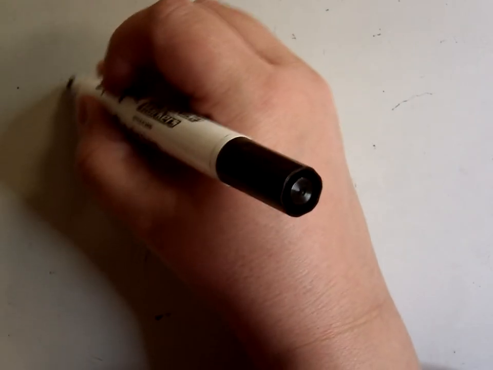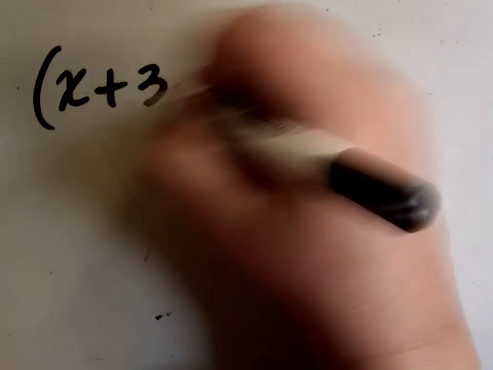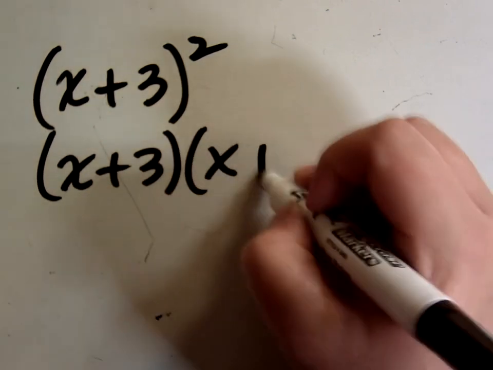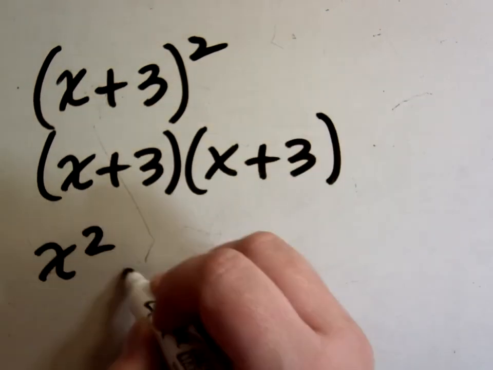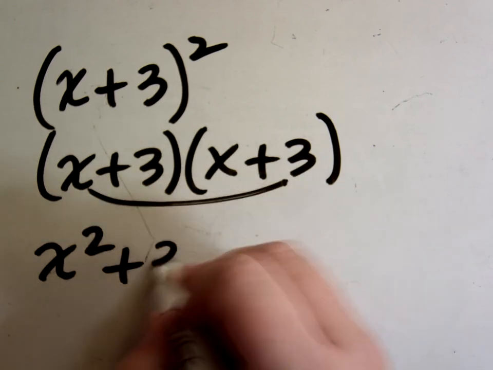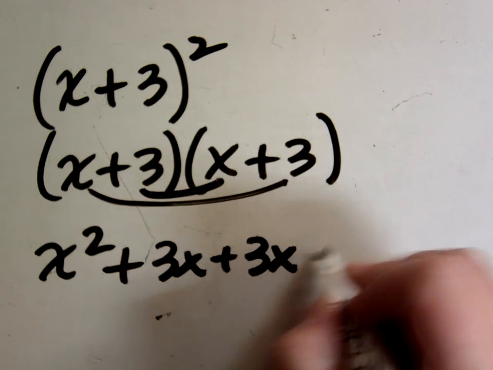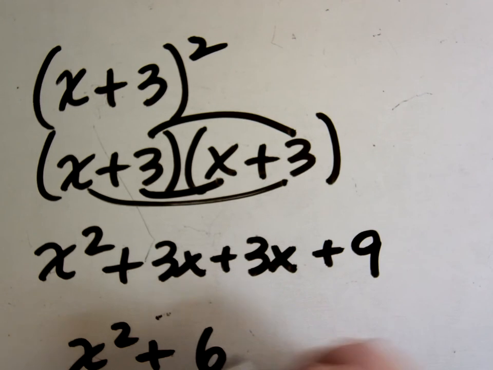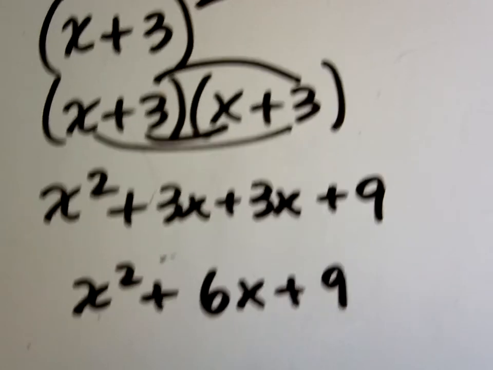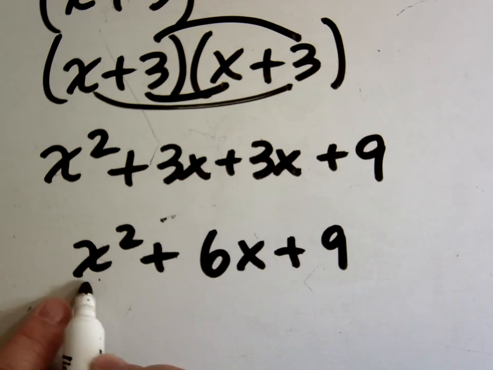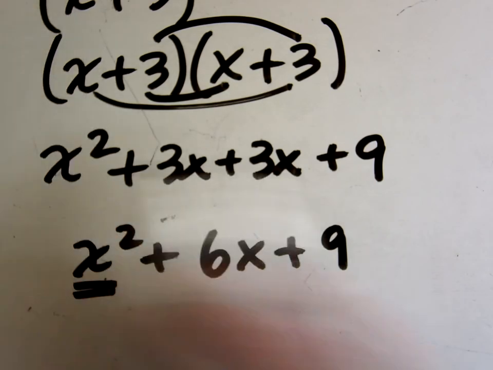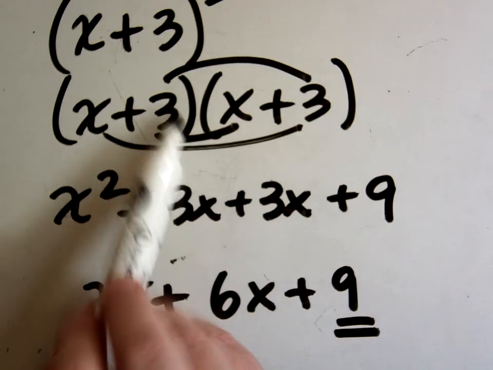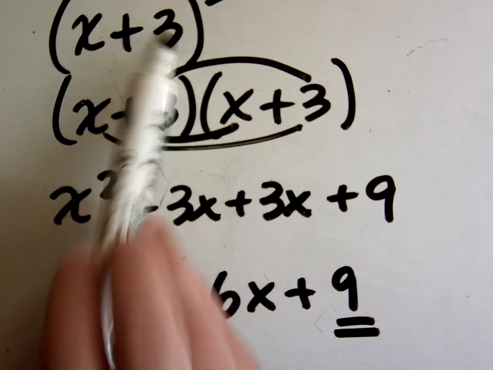Let's say I have x plus 3 squared. Well, that's x plus 3 times x plus 3. And that's going to give me x squared plus 3x plus 3x plus 9. Basically, what happens every time you square a binomial is you get the first term squared, my x squared, the last term squared, my 3 squared, and then twice the product of these two things. In other words, 3 times x twice.